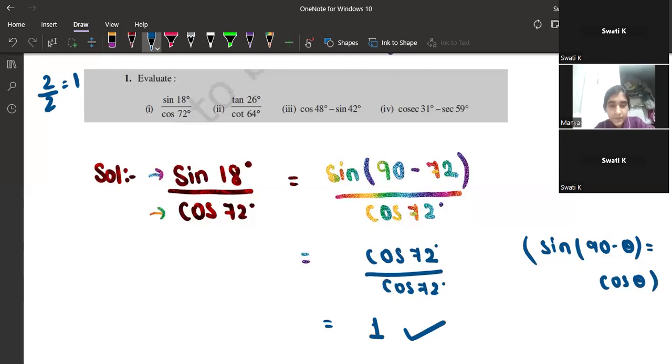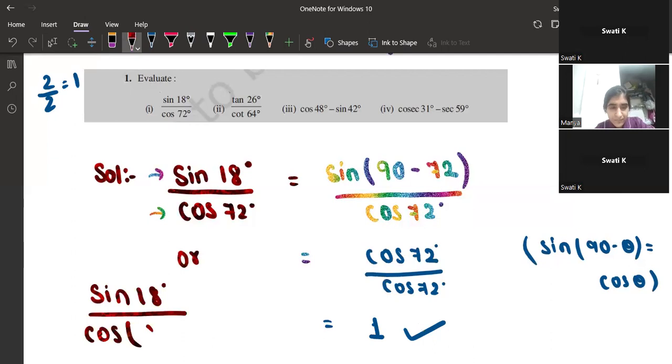Understood? Now, अभी मैं दूसरा क्या बोल रही थी, I'll just explain you here. और आप ऐसा भी कर सकते थे कि sin 18 को आप ऐसे ही रहने दो, cos 72 को चेंज करेंगे. So what will you do? Cos 72 को हम लिख देंगे 90 minus 18. अगर आप एक चीज नोटिस करो तो ऊपर वाला एंगल आ रहा है नीचे, बिकॉज 72 को क्या हम 90 minus 18 लिख सकते हैं? यस, हम लिख सकते हैं.